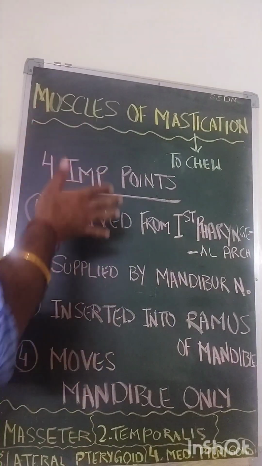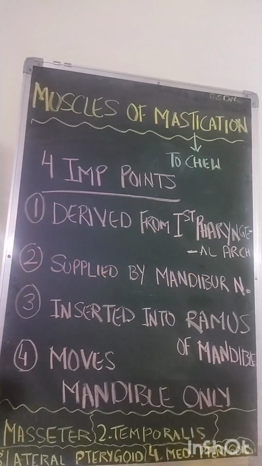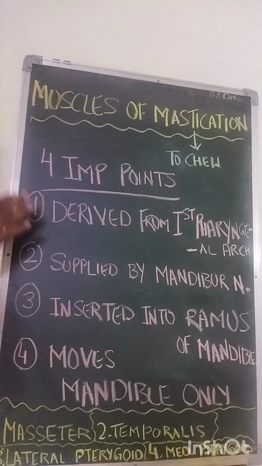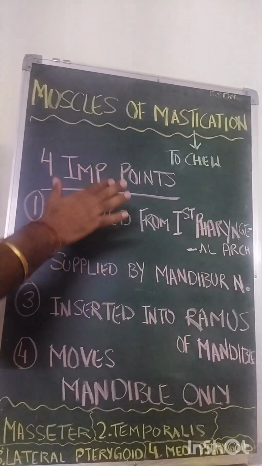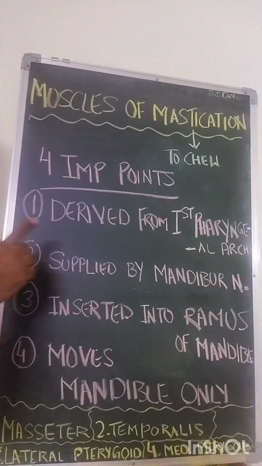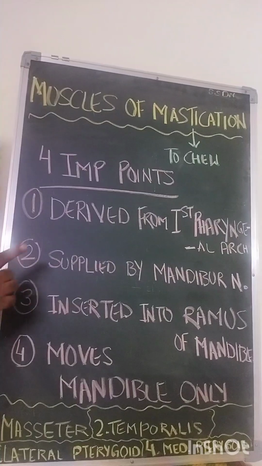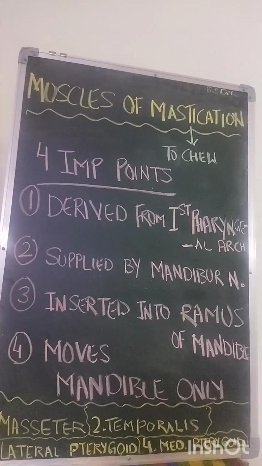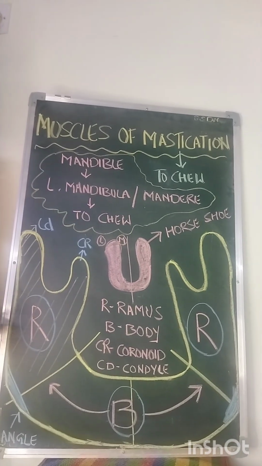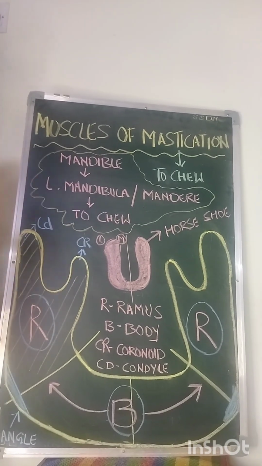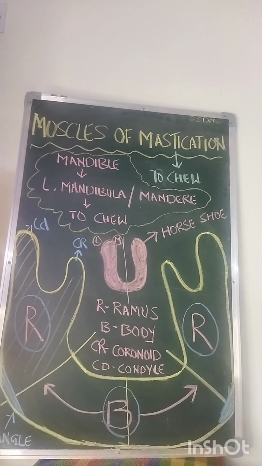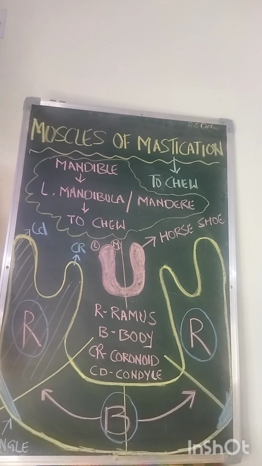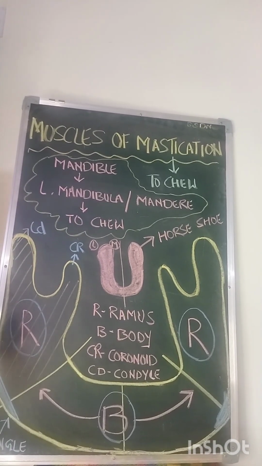Whenever we have to write the long note, we start with all these four points: that they are the derivatives of the mesoderm of first pharyngeal arch, they all are supplied by mandibular nerve, they all insert into the ramus of the mandible and they all move the mandible only. We all know muscles of mastication get inserted into the ramus of the mandible, so we should know what is a mandible, what is the ramus of the mandible.